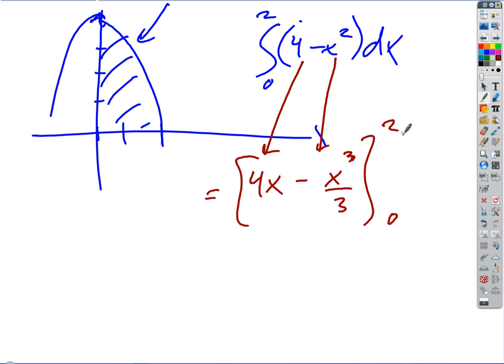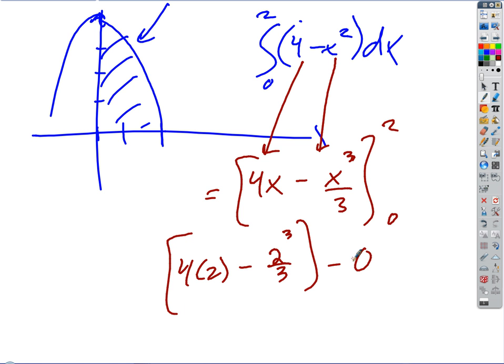We're just going to evaluate this expression at 2, and subtract from that the value of this expression at 0. Well, what is the value of this expression at 0? 0, that's handy, isn't it? So we just end up in this case with 4 times 2 minus 2 cubed over 3, minus 0. So that's just 8 minus 8 thirds, so 16 thirds. So that's our area there, isn't it?